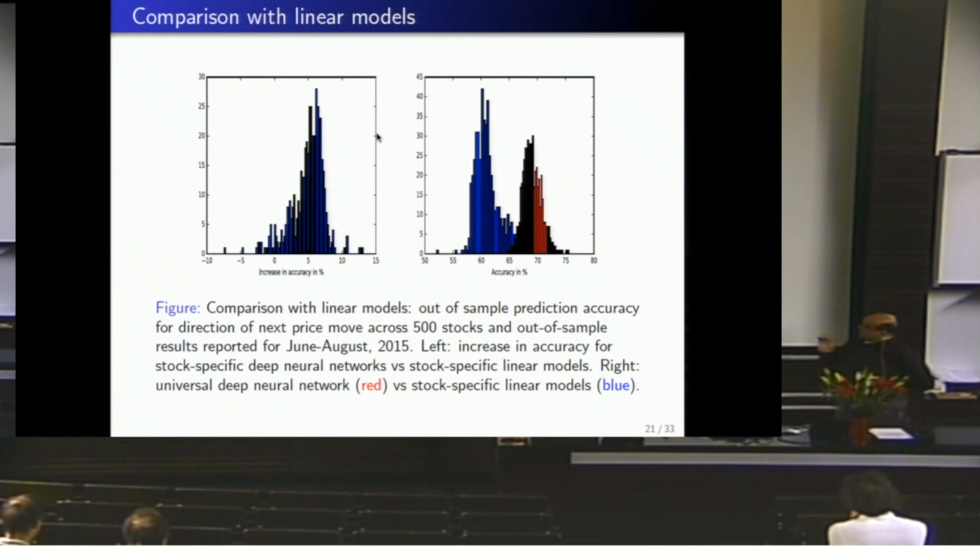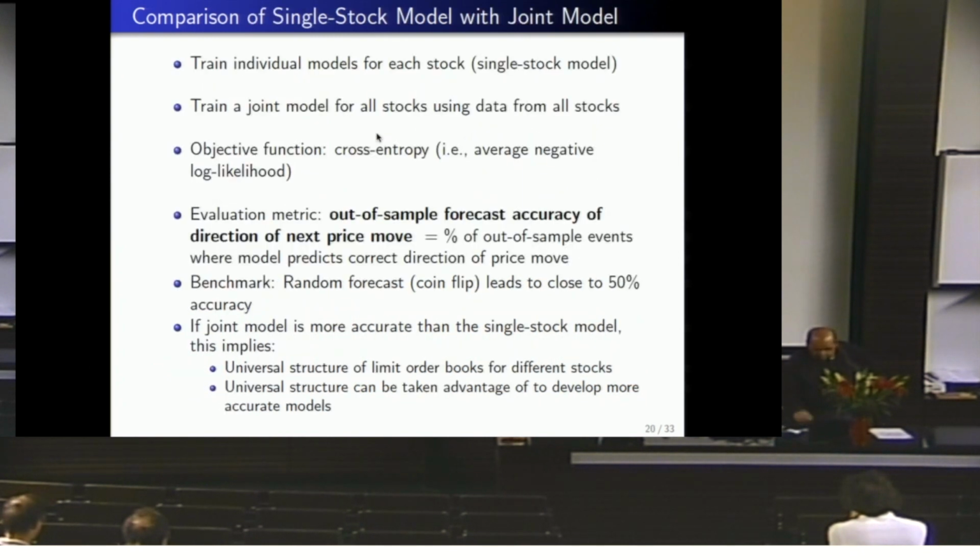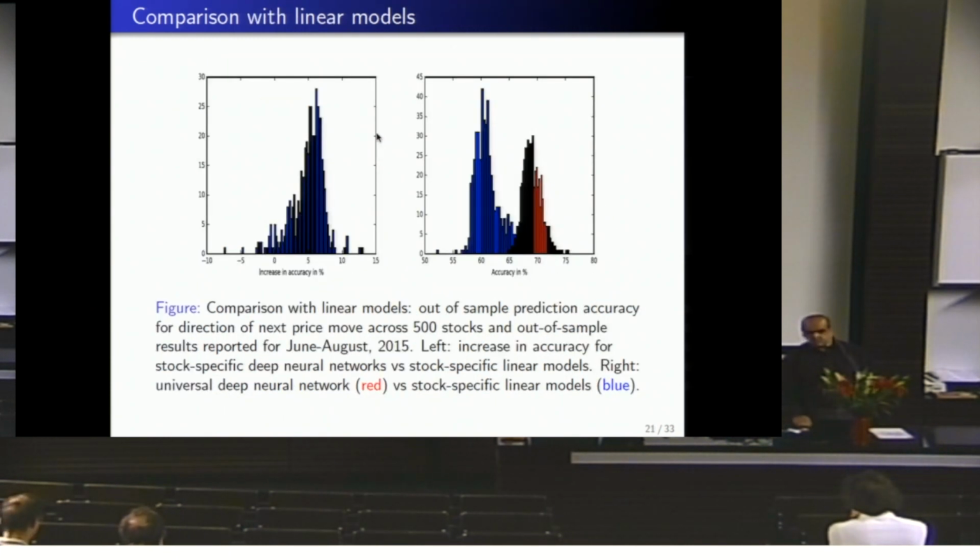So here the evaluation metric that I'm going to show in all the graphs is out-of-sample forecast accuracy. It means I train in the first 2 years, then I take a period which is outside the training data set, and in that period I take the actual order flow, apply the function that the network has learned, and look at the forecasted price. Then I look at the percentage of out-of-sample observations where the model predicts correctly the price move. So this gives you a number between 0 and 1. Hopefully it's larger than 50%.